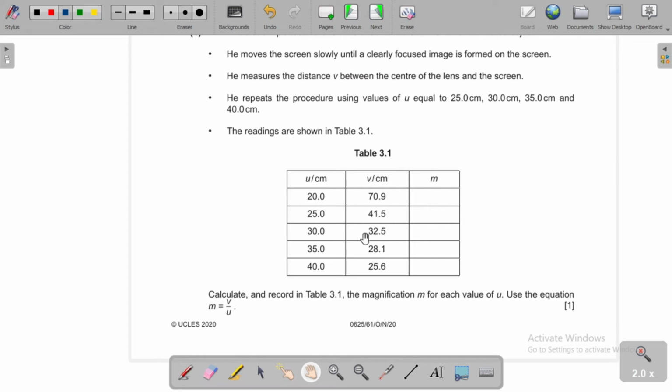So this is a table here. Calculate and record in table 3.1 the magnification m for each value of u. Use the equation. So what you need to do is v divided by u. So in this case, you have 70.9 divided by 20. Let's quickly do that. I've just told you how to do it. So for others, I will just be writing the values there. 70.9 divided by 20 will give us 3.55.